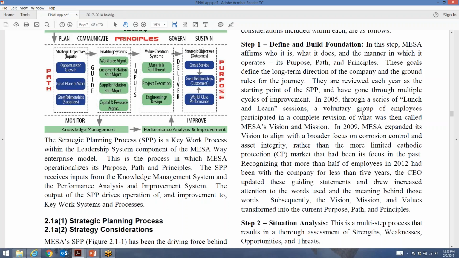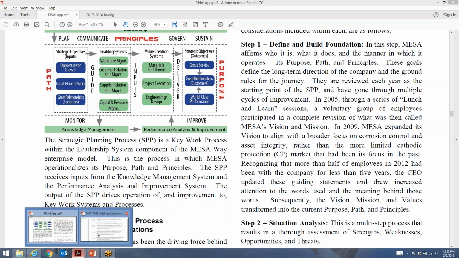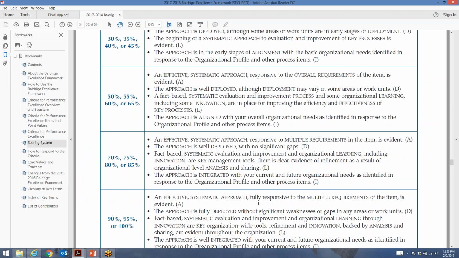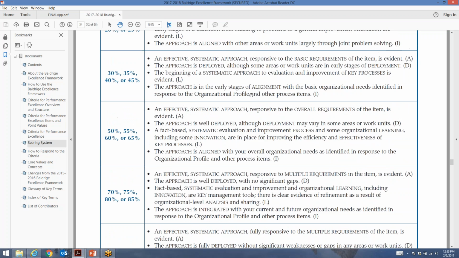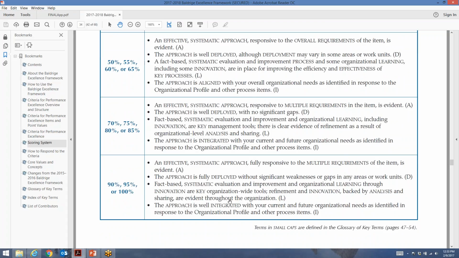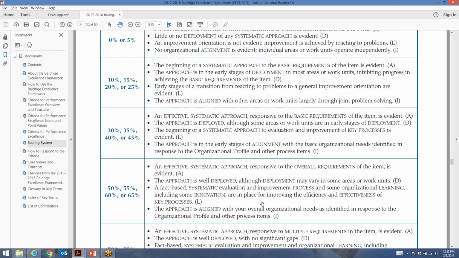Okay, so the last one then is the I part, and the I is how well those approaches are aligned or integrated with other approaches that you have and with the needs of your organization. So we start with no organizational alignment, and we go all the way to it's well integrated with your current and future organizational needs as identified in response to the organizational criteria.